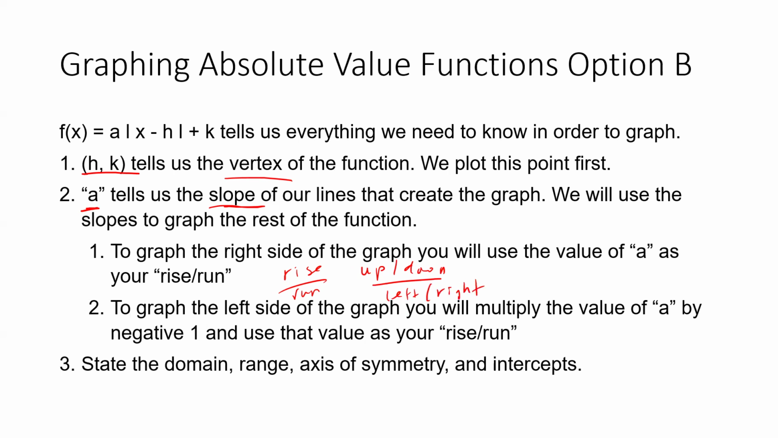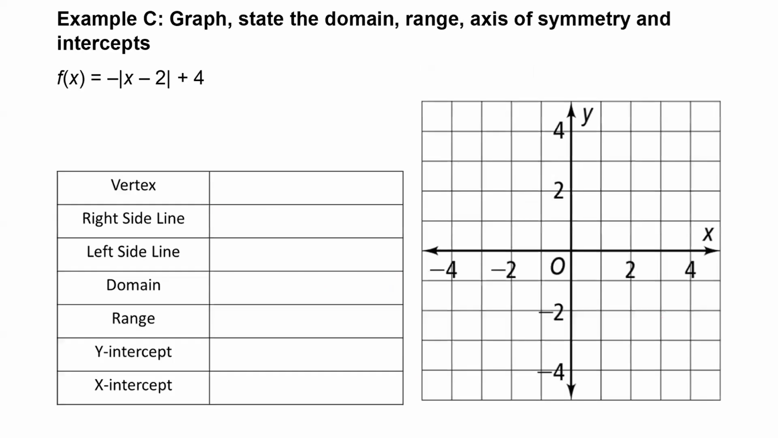Okay, to graph the other side using the slope, you're just going to change the sign. Mathematically, what you're doing when you're changing the sign is you're multiplying your A by -1. Okay, and then you're going to do rise over run again. And then you're going to state the domain, the x-axis, and all that good stuff. Okay, are we ready to put option B to use and see how this goes?